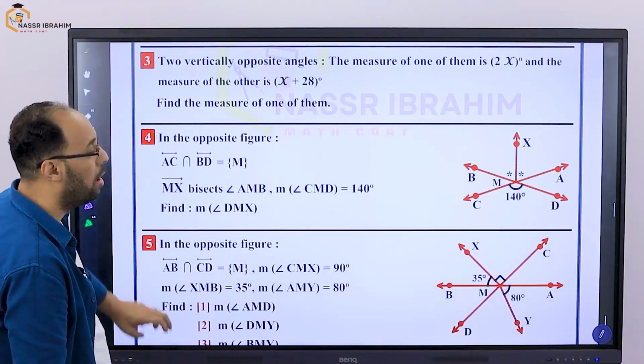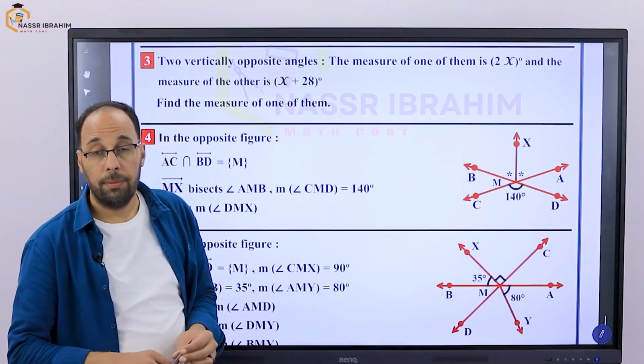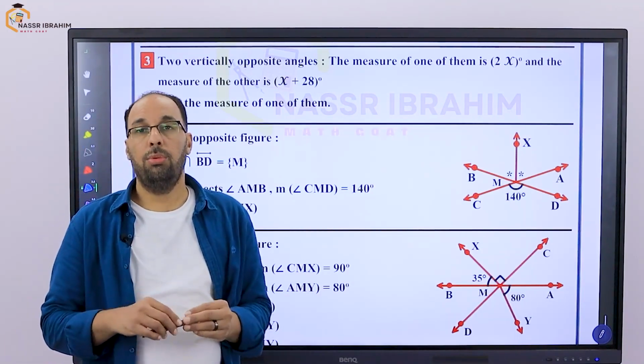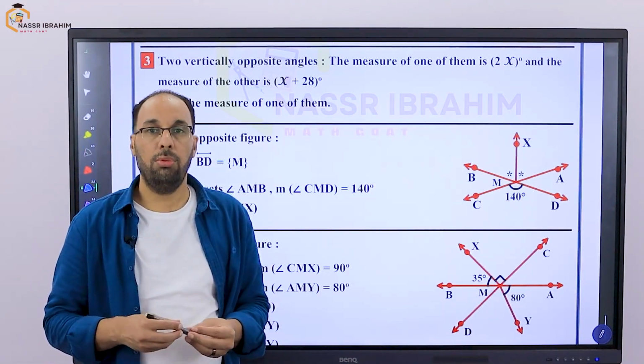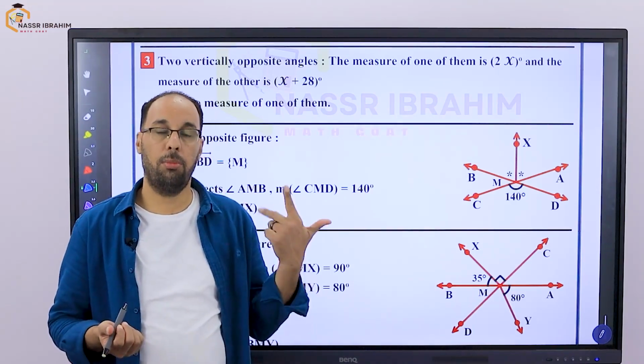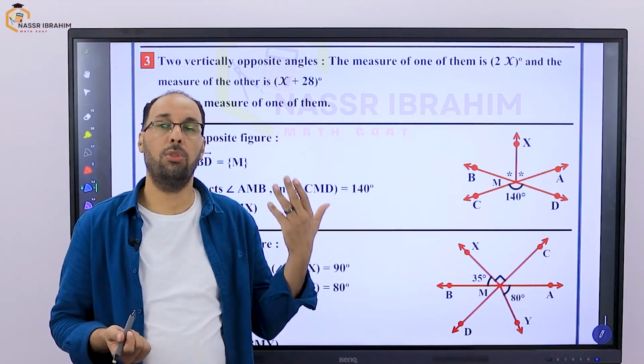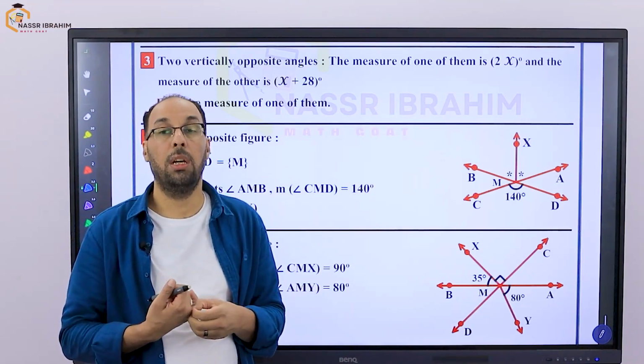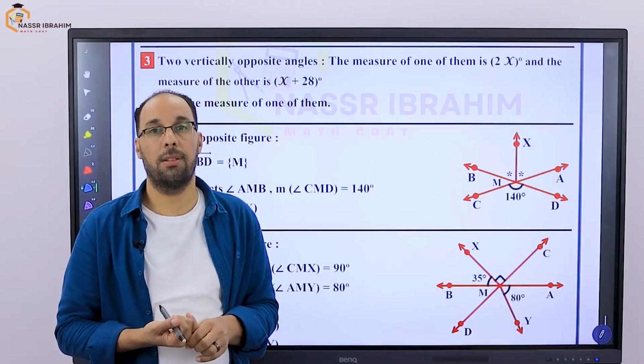Okay, you can solve these ones and send me the answers. I hope that you will get benefits from this video to know the angle relationships: supplementary, complementary, adjacent, angles around the point, and the fifth one will be vertically opposite angles.